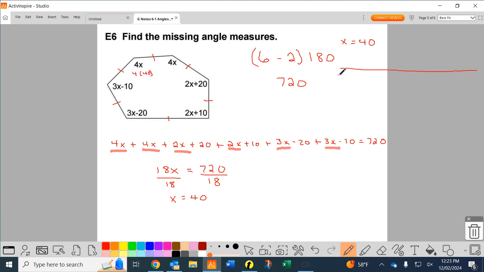What does that give you? 160. Now, do you see the next one's the same? Don't do that. 4 times 40 is just 160. And we're not doing that math again. It's just going to be 160 again. So there's 2 of them.